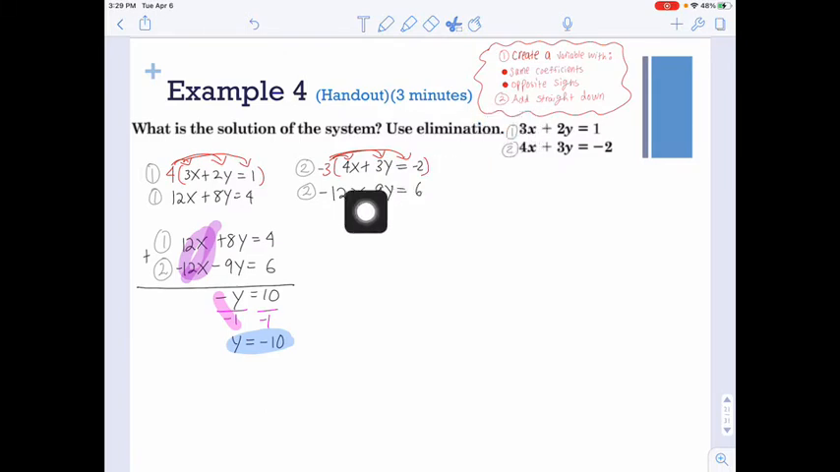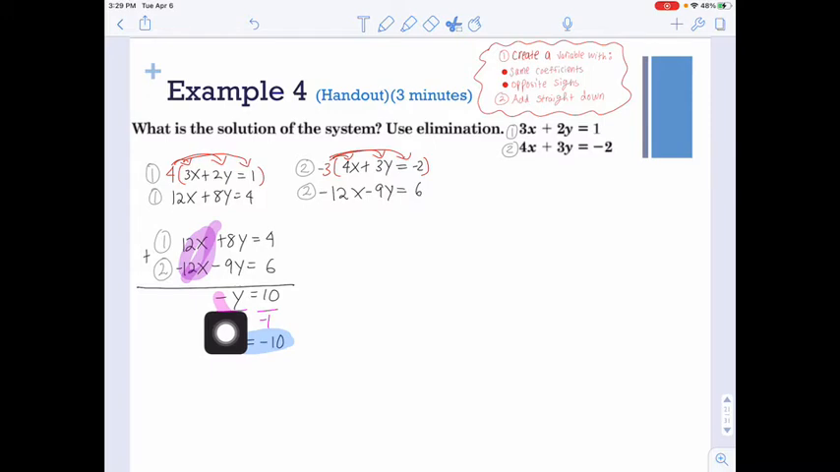We'll add straight down. So equation 1 is now 12x plus 8y equals 4. Equation 2 is now negative 12x minus 9y equals 6. And if we add straight down, we have 12x minus 12x is a zero pair. 8y minus 9y gives us negative y, or you could put negative 1y. 4 plus 6 gives us 10. This is very close to what we want, but we want positive y instead of negative y. So we need to get rid of this negative symbol.